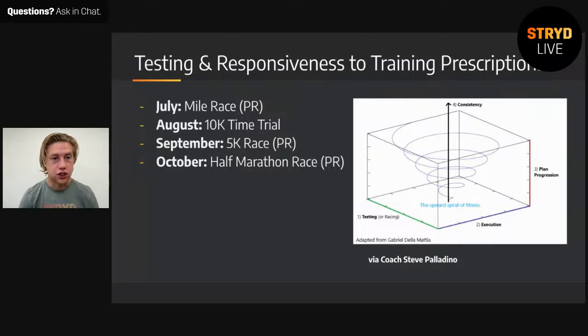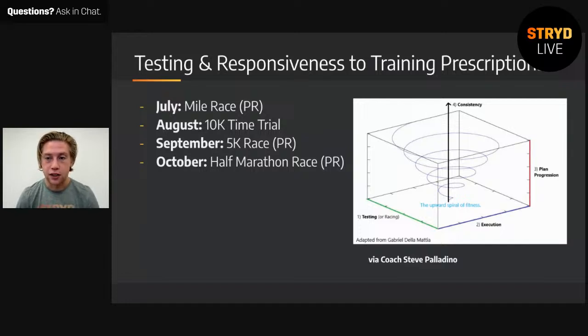So the next bubble in that chart is testing and responsiveness to training prescriptions. And I've grabbed a chart from Coach Steve Palladino once again to kind of illustrate this. And we can see on the right side that upward spiral of fitness and these four different components of the spiral of fitness. Number one, testing or racing. That helps you gauge your improvement. Number two, execution of those testing and racing sessions. When you do that properly, you really get an accurate idea of your fitness.